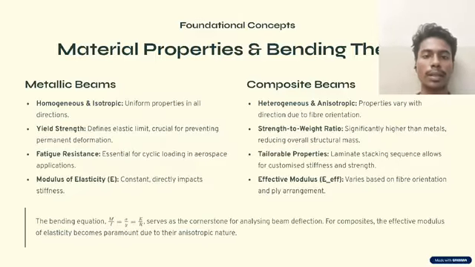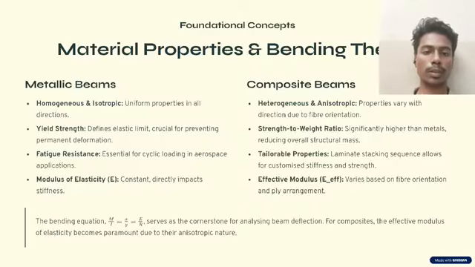Slide 4, material properties and bending theory. Let's start with the material properties. Metallic beams are homogeneous and isotropic. Their behavior is elastic and conservative, which makes it predictable. They also have well-defined yield strength and fatigue limit.